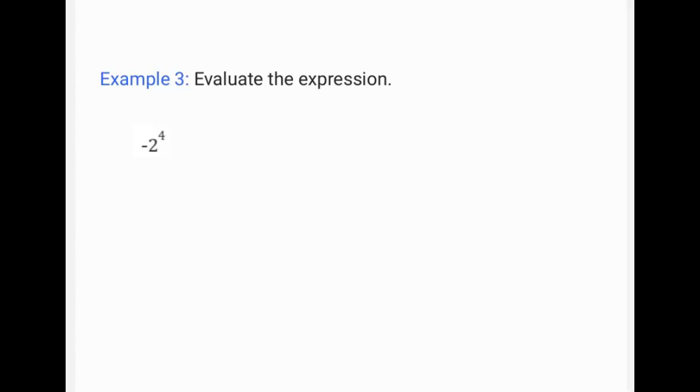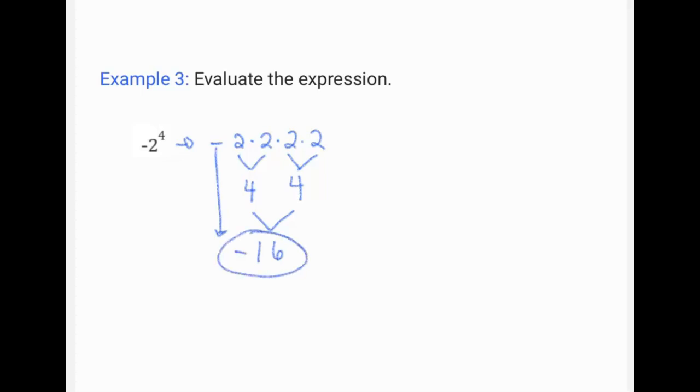So in this case, we're going to go ahead and write this out as negative, and we are only taking 2 for the base and writing it 4 times. So that's 1, 2, 3, and 4. And since we're evaluating it, we're going to go ahead and multiply them out. So 2 times 2 is 4, 2 times 2 is 4, and 4 times 4 is 16, but don't forget the negative, so it's -16 as our final answer.